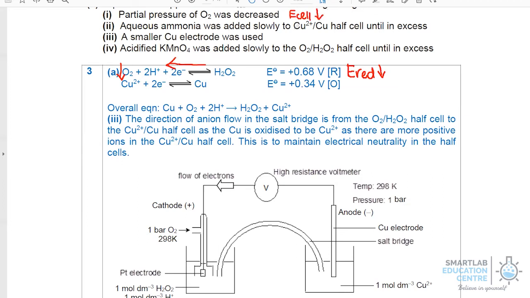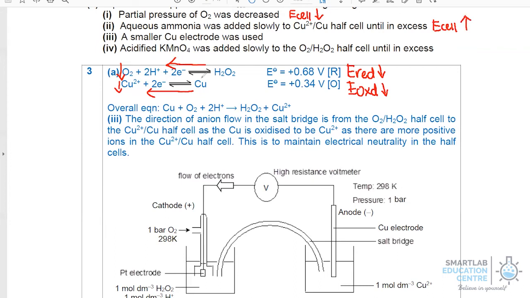If aqueous ammonia was slowly added to the Cu2 plus and copper half cell, then Cu2 plus will form a complex ion with ammonia. Therefore, the concentration of Cu2 plus will drop, and the position of equilibrium of this half equation will shift backward, which means in this case the E oxidation will reduce. If the E oxidation reduces, then the E cell will increase or become more positive.